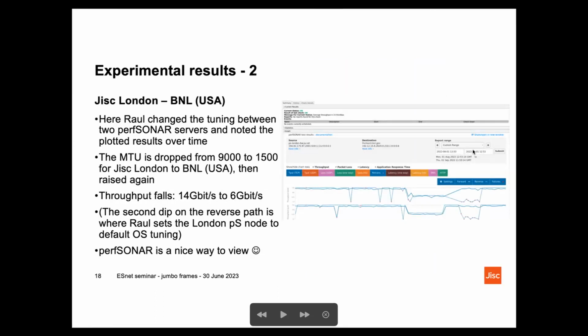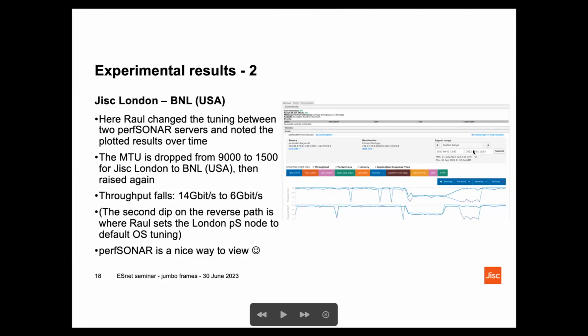There was another one Raoul did where he ran from our server in London to one in the States on the WLCG sites. This is, I thought, quite a nice use of perfSONAR by Raoul. What he did was, this is a link that I think is monitored as just one of the WLCG links on one of the meshes. So it's doing the perfSONAR throughput tests typically 4 times a day, every 6 hours by default.